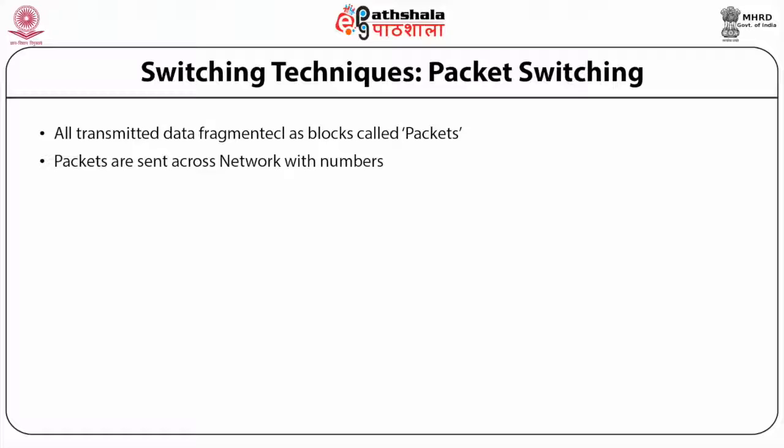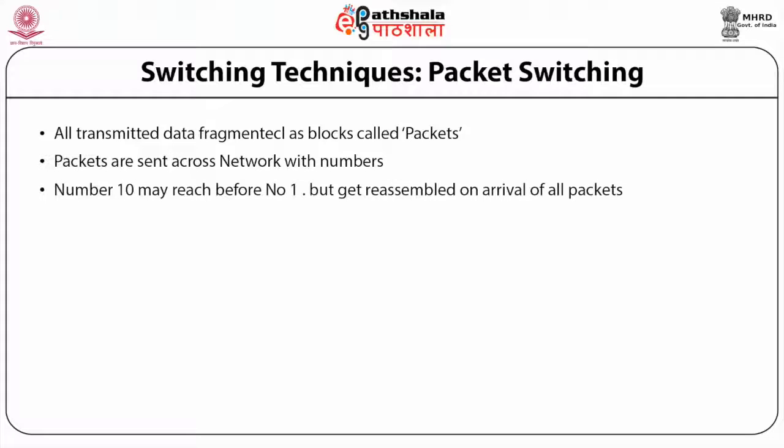For example, if I want to send my photograph from my computer to somebody, the photograph itself will be fragmented, split into small data containers. These small data blocks are called packets, and each packet will be numbered. If the photograph is split into 10 packets, numbered from 1 to 10, all these packets are sent across the network and will get reassembled on arrival of all packets.